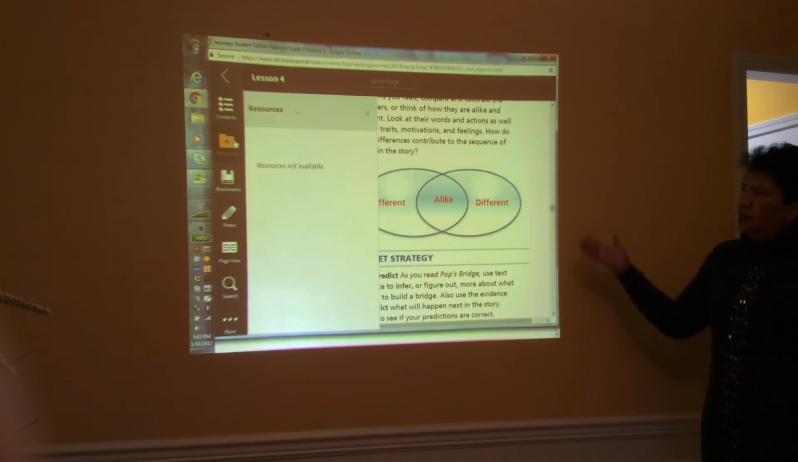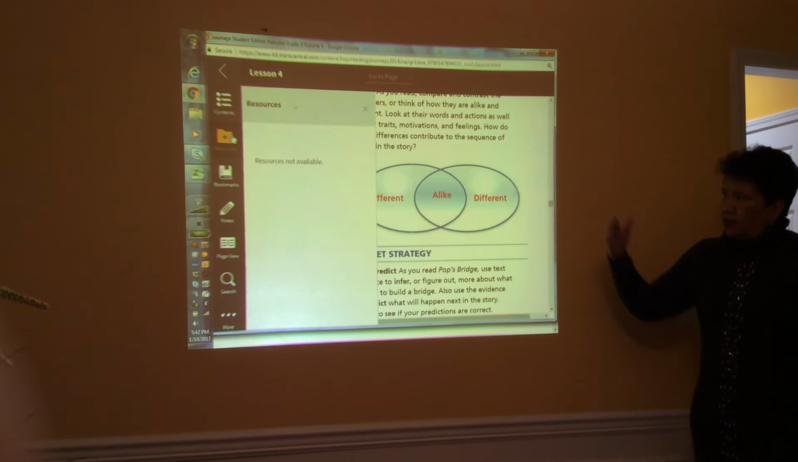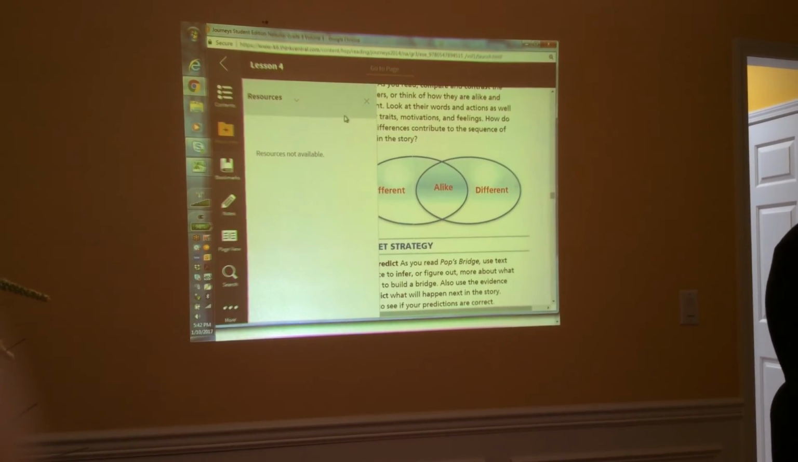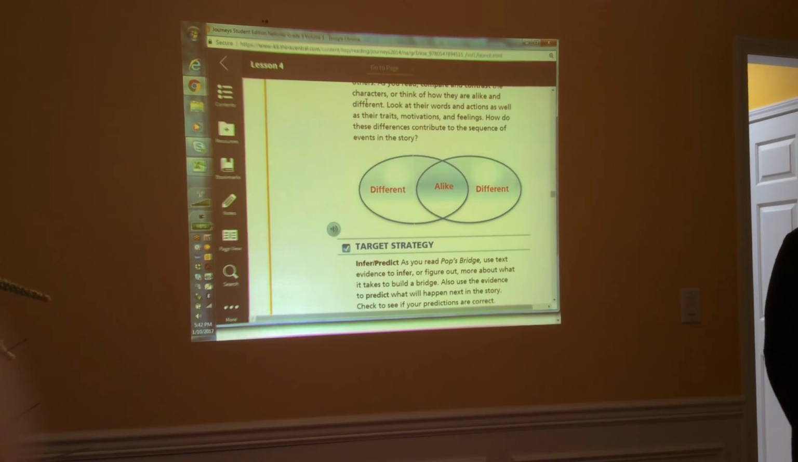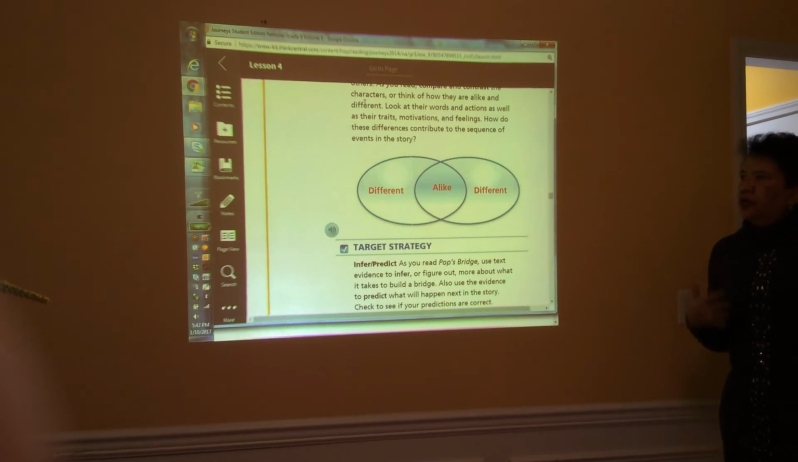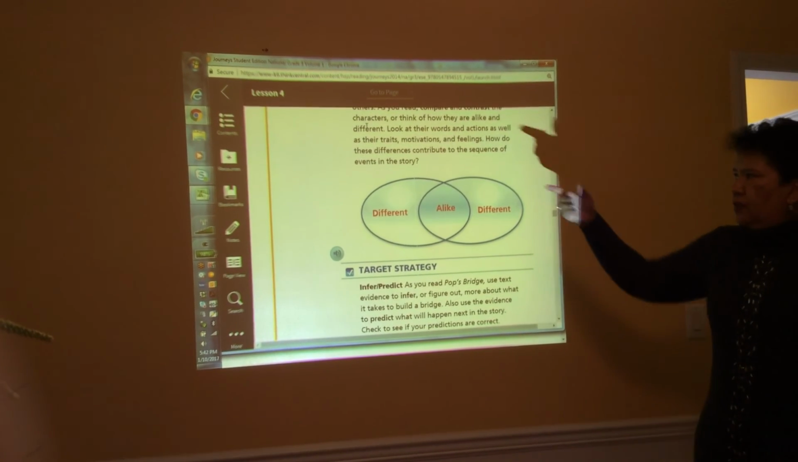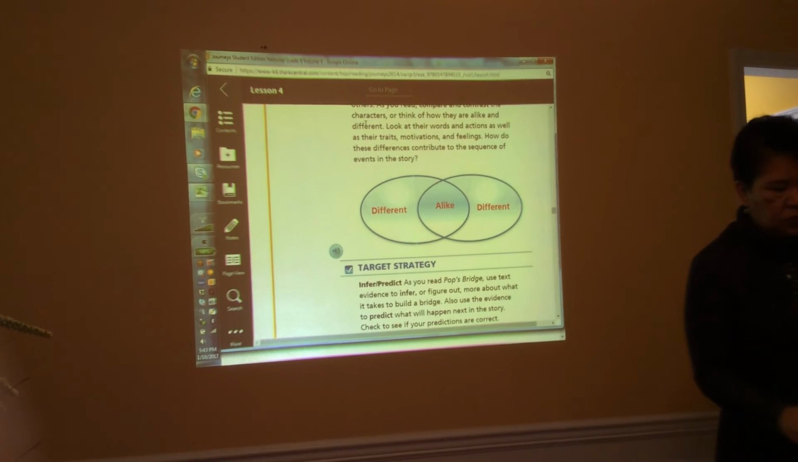If there were resources available for this particular text, Charlie could find them here. I looked for this particular text both at the lesson level and the unit level, and there weren't any resources available for this particular text, but when they are available, they'll be found in the resource folder.